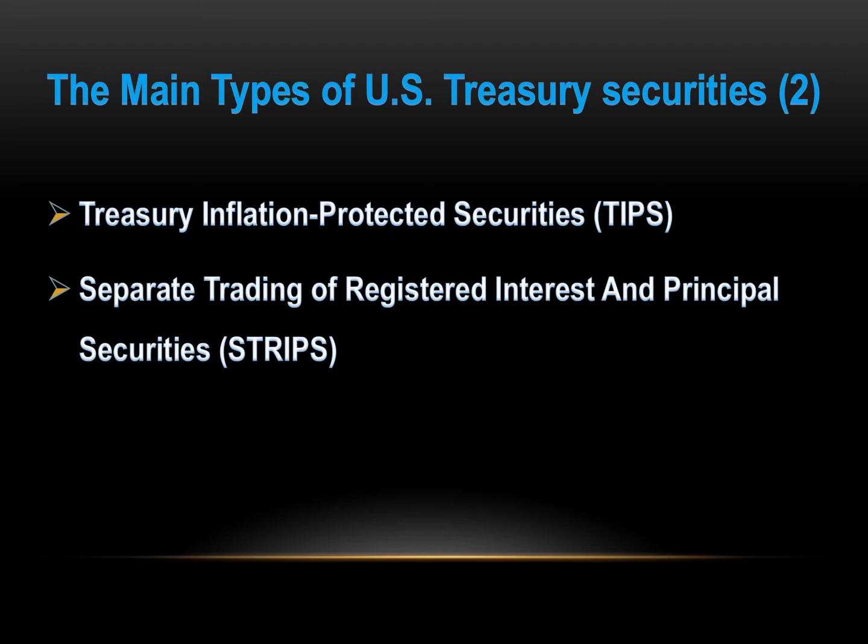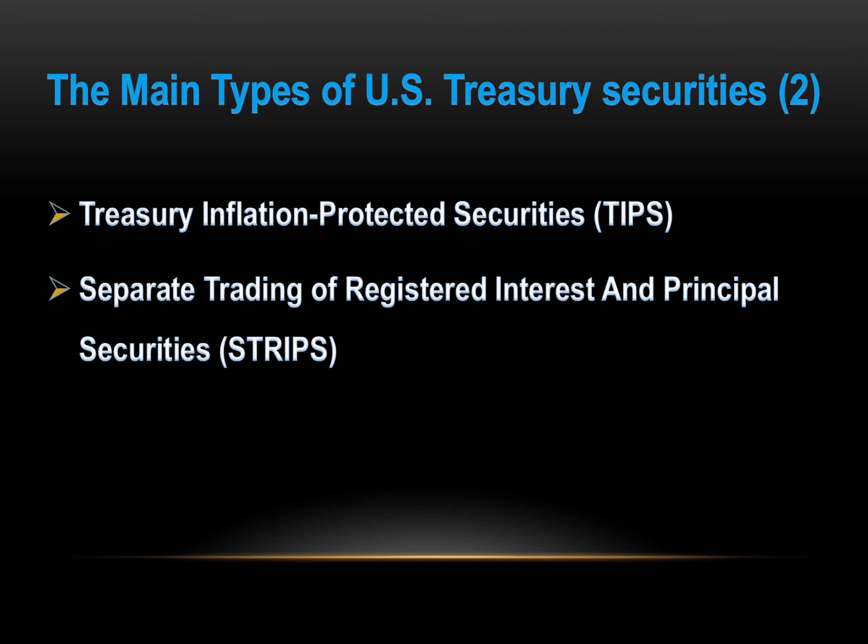The U.S. government does not issue the STRIPS directly to investors the way they sell Treasury securities or savings bonds. Instead, it is the financial institutions such as investment banks who create the STRIPS. They purchase conventional Treasury securities, then strip the interest payments away from the principal. They then sell the principal and interest to investors as separate securities with separate CUSIP numbers.